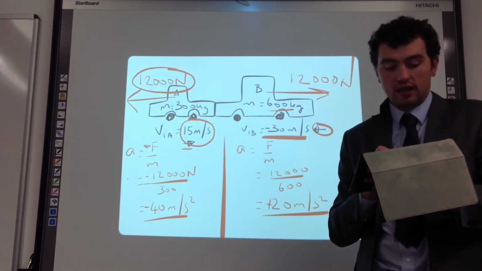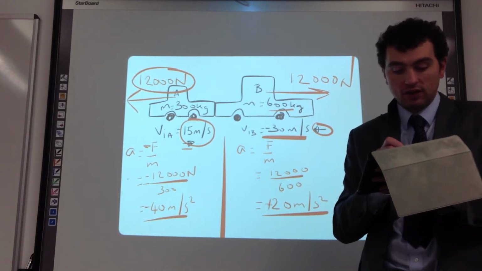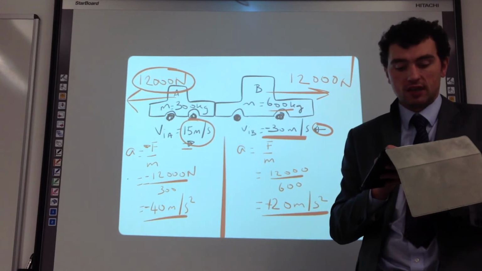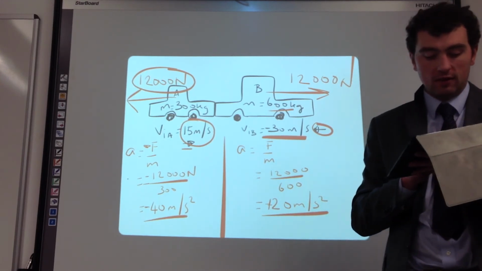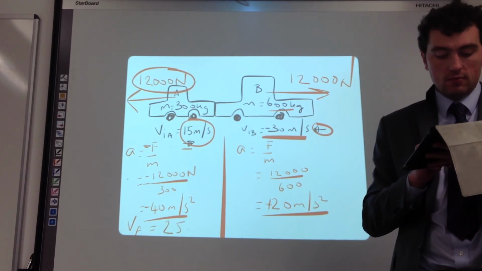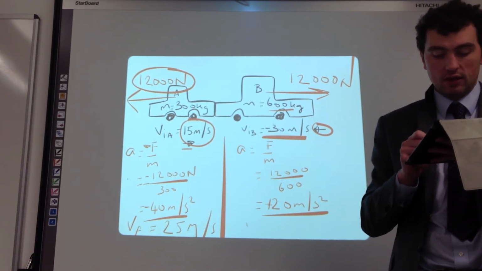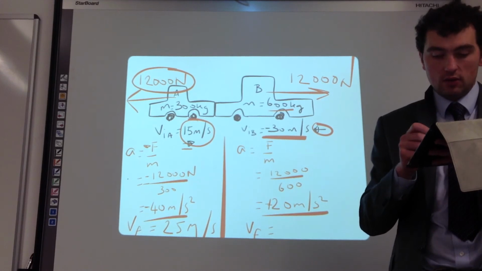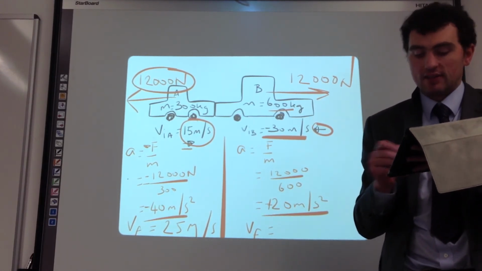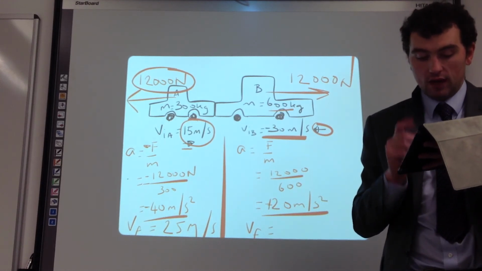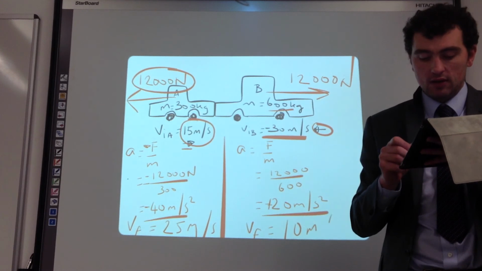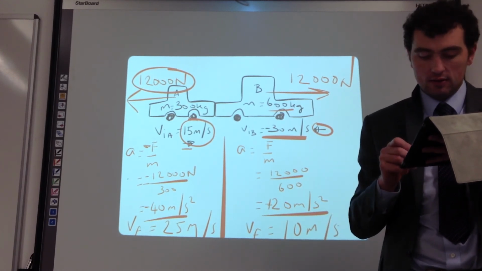Car A, if it was originally going at 15 meters a second and is accelerated at 40 meters per second squared, means its new speed, Vf, is equal to 25 meters per second. And for this one here, Vf equals, well, this was originally going at minus 30, but now it accelerates at plus 20 for 1 second, which would mean its new velocity will be minus 10 meters per second.